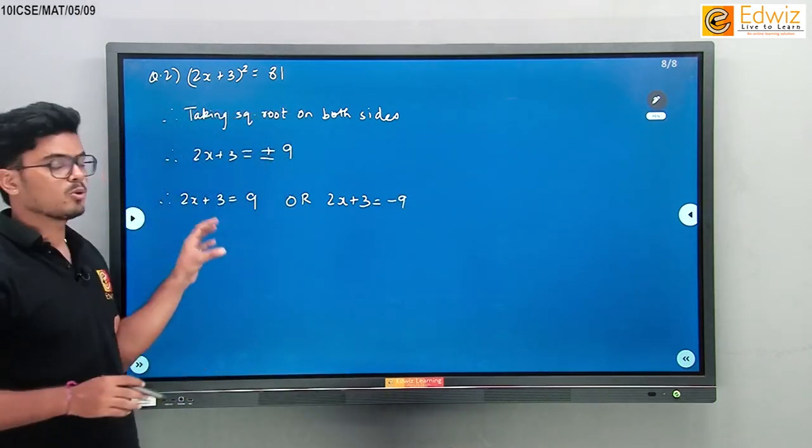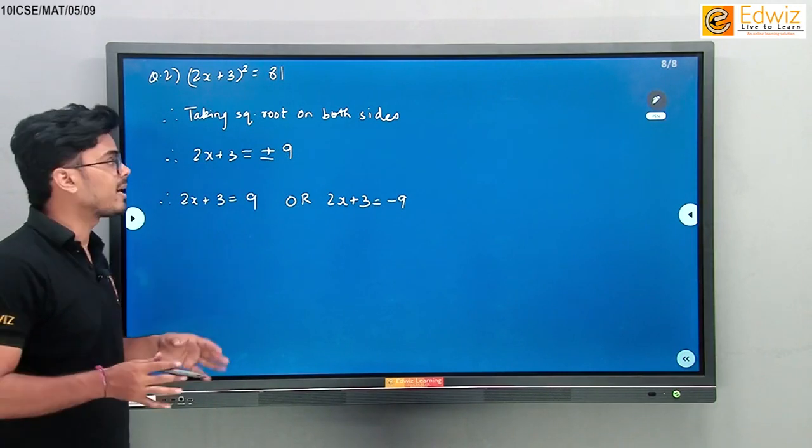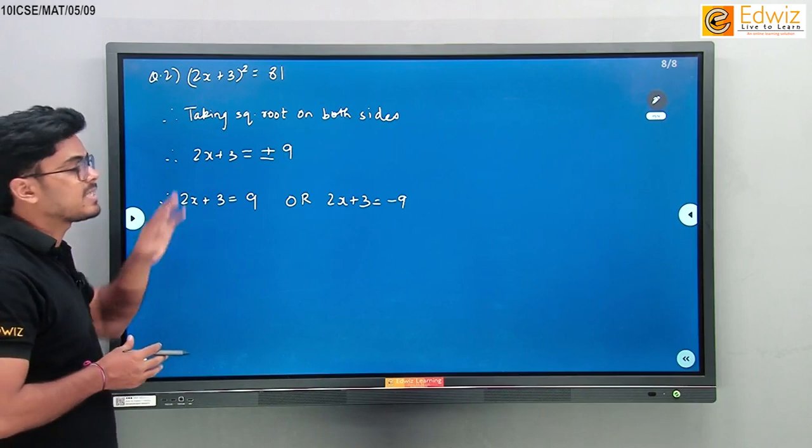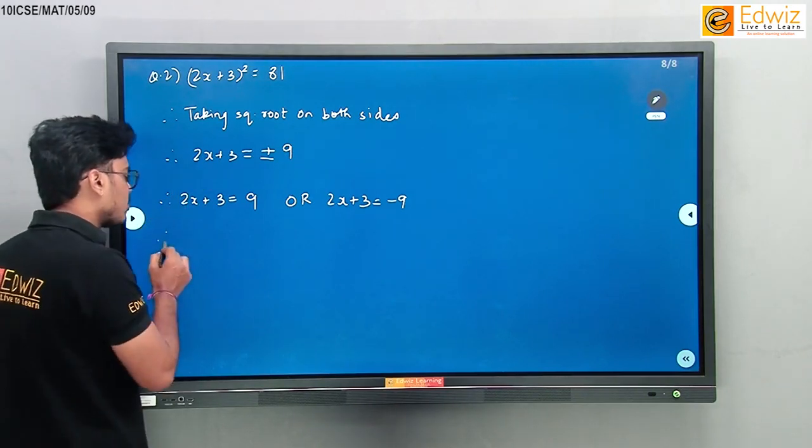Okay, so from here we will easily get two solutions. You don't have to get into factorization and formula method to solve every question. This is a very simple question. Okay, so let us solve this.